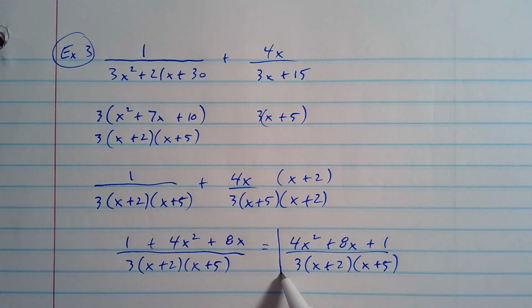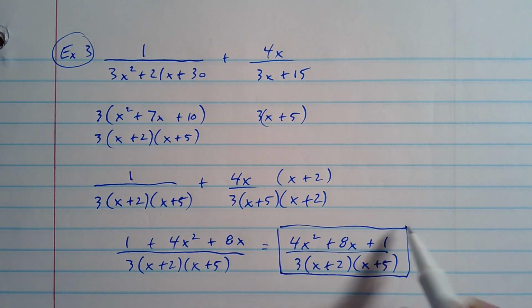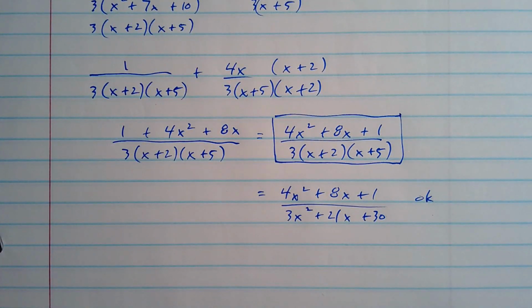So there's your final answer. And if you wrote it instead 4x squared plus 8x plus 1 all over, and then had it all multiplied out to 3x squared plus 21x plus 30, that would be okay too, but you don't need to, don't bother. All right, whoops, didn't show that very well. There we go.